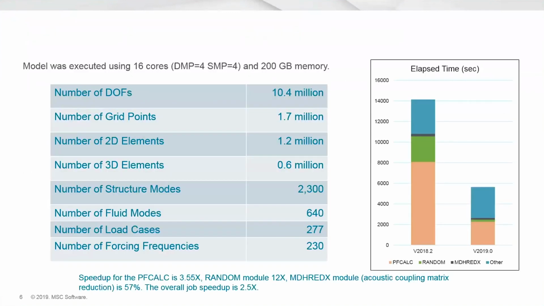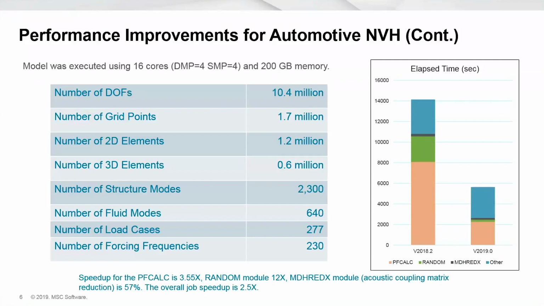So here's a quick example model, one of the customer models, 10.4 million degrees of freedom, relatively larger models with about 600,000 3D elements and 2,300 structural modes and 640 fluid modes.